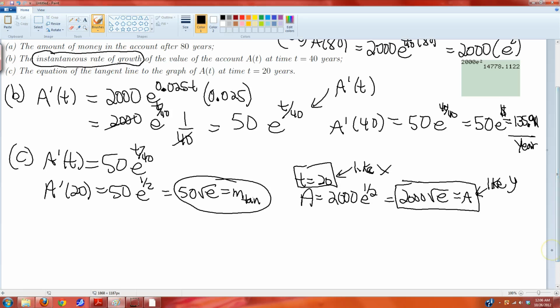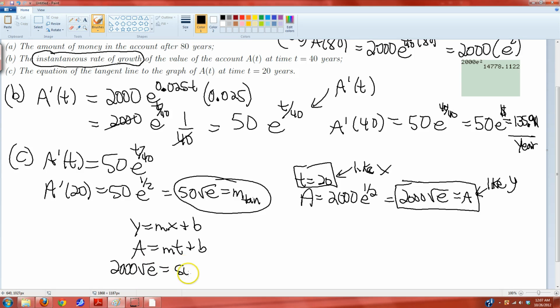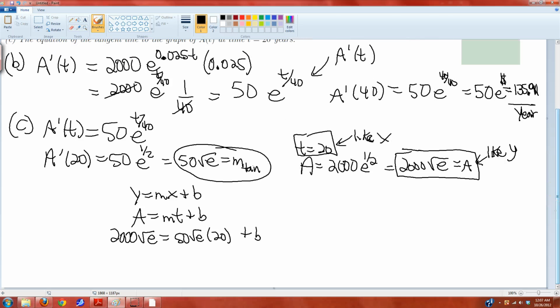And then we have the slope. So let's do it as y equals mx plus b, or A equals mt plus b. 2000 root e is 50 root e times 20 plus the b. 50 root e times 20 is 1000 root e. And if we have 2000 root e, subtract that over, it leaves us with 1000 root e for b.